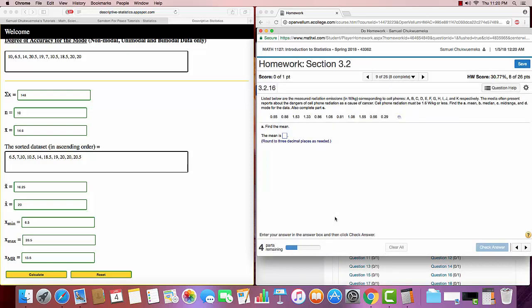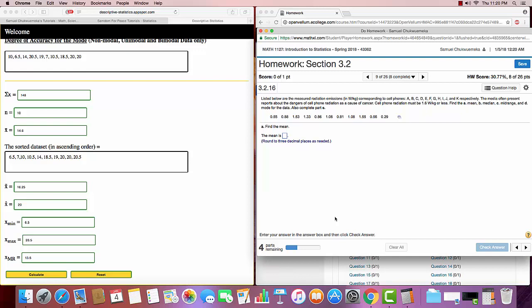Question 9, StatCrunch. Listed below are the measured radiation emissions in W per kg, corresponding to cell phones A, B, C, D, E, F, G, H, I, J, and K, respectively. The media often present reports about the dangers of cell phone radiation as a cause of cancer. Cell phone radiation must be 1.6 W per kg or less. Find the mean, median, mid-range, and mode for the data.